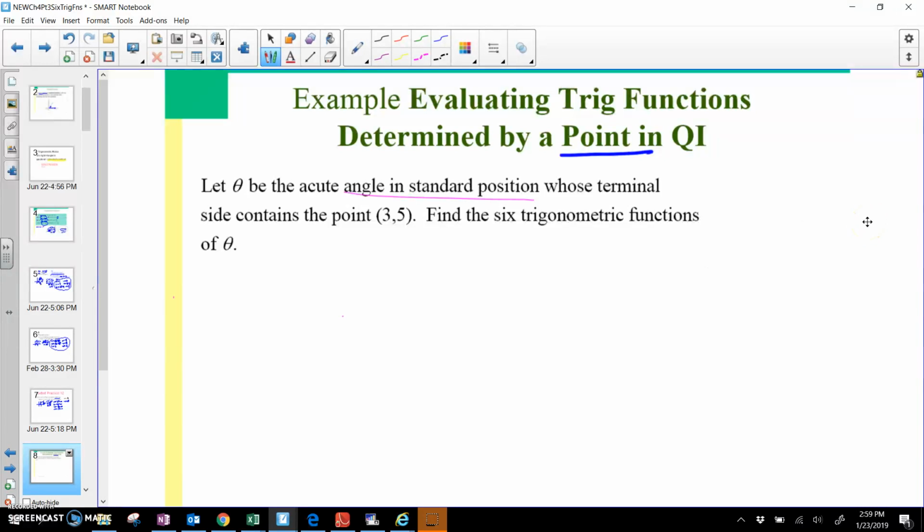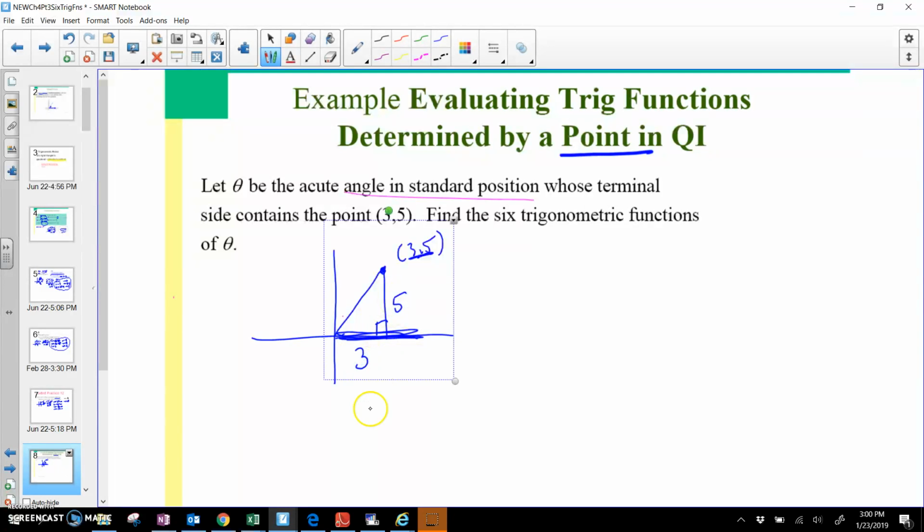So it says let theta be an acute angle in standard position, which means that the first leg of the triangle is on the positive x-axis, whose terminal side, so the end side, has a point (3, 5). So I'll call this (3, 5), which means it looks like this. So I have a right angle right here. Now, this fact that they give me the point (3, 5) means that to get there, I go over 3, up 5. So when they actually give me a point on the terminal side, they are, in fact, giving me the 2 side lengths of the triangle.